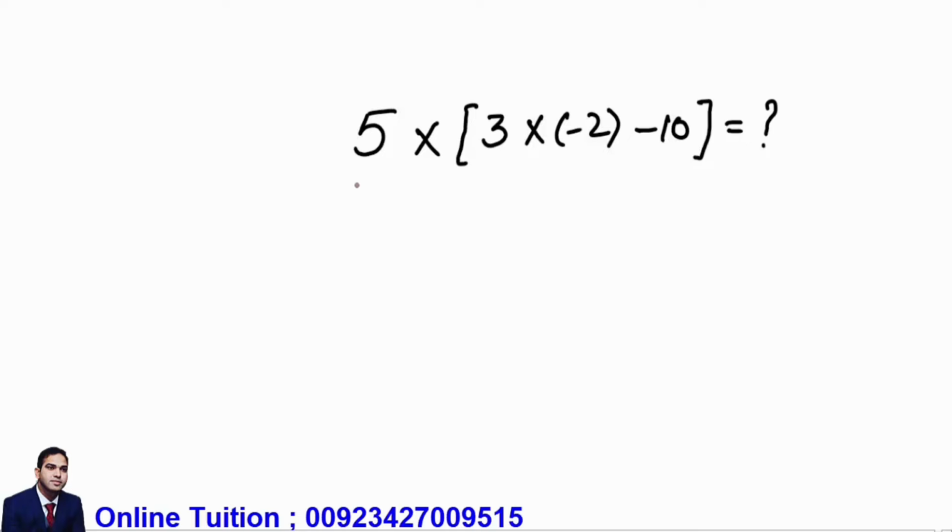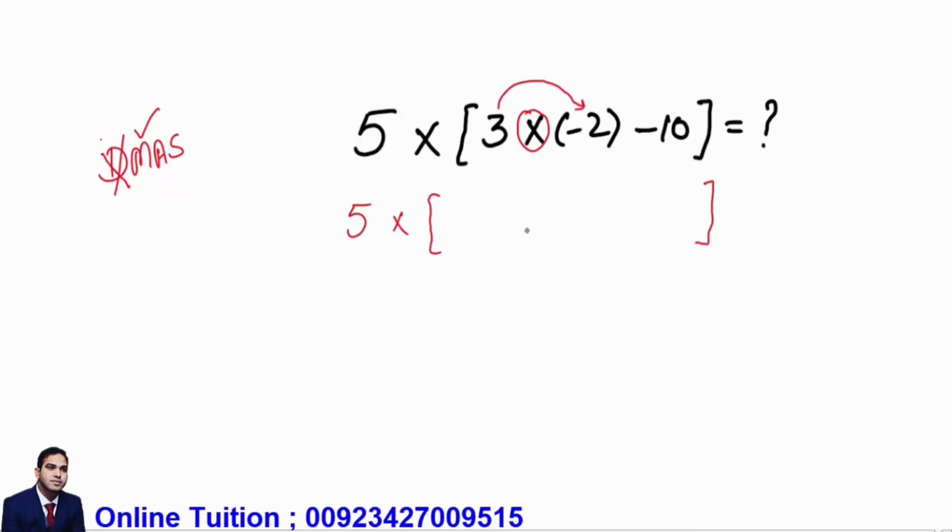First of all, 5 multiply bracket. First of all, we have to solve the bracket. In the bracket, we apply the DMAS rule. What is DMAS? Division, multiplication, addition, and subtraction. First of all, division, but division is not available in the question. Firstly, we have to apply multiplication. Multiply these two numbers because there is a multiplication sign.